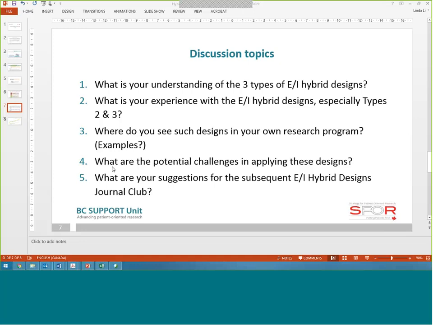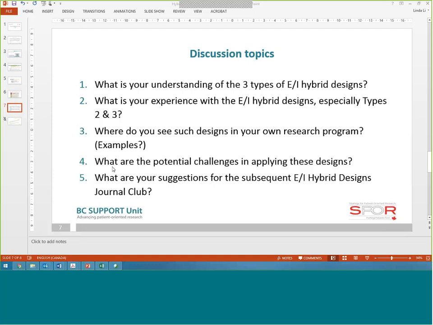But could you actually design a type 2 in the context of a step wedge? Would it be theoretically possible to do a type 2 design using a stepped wedge approach? You don't have to answer that question now. Maybe that's one to ponder. Yeah, I think it is something to think about.